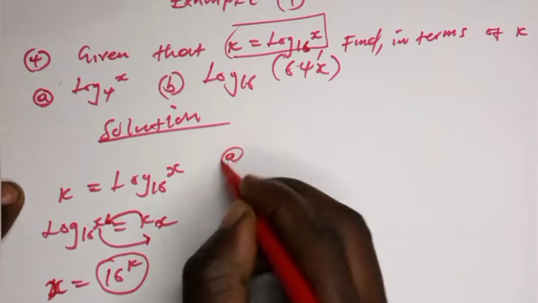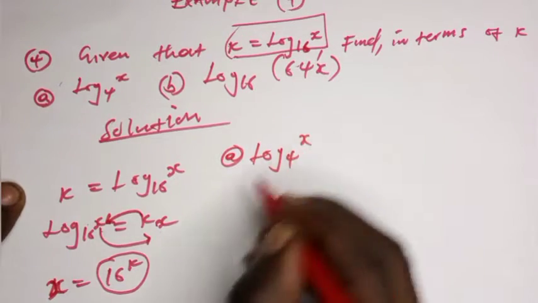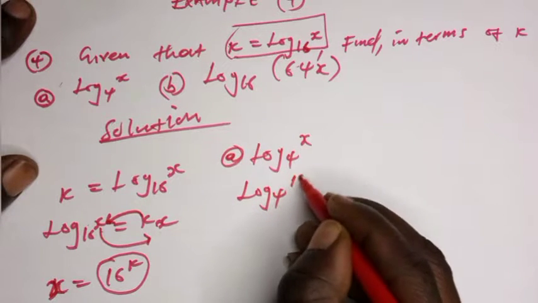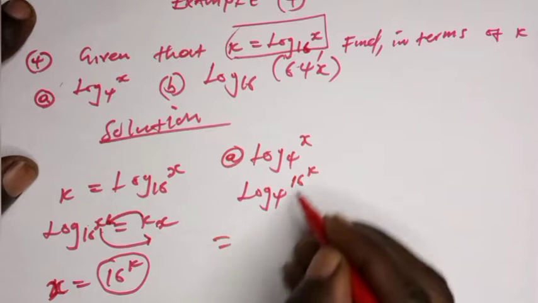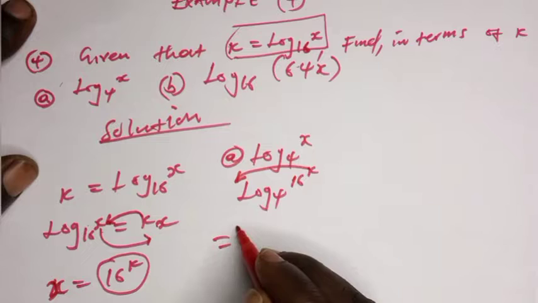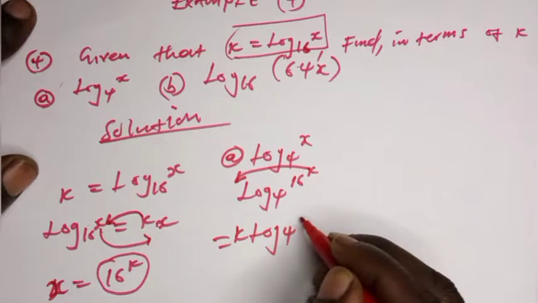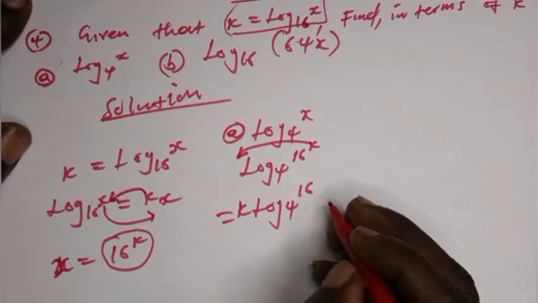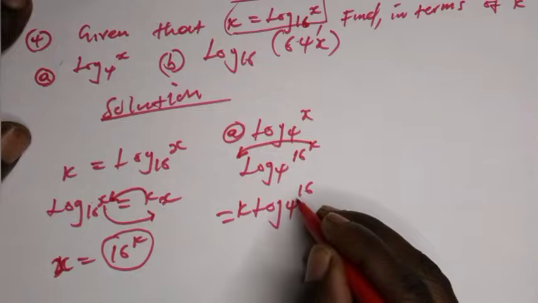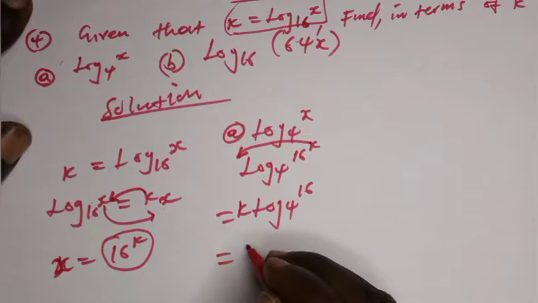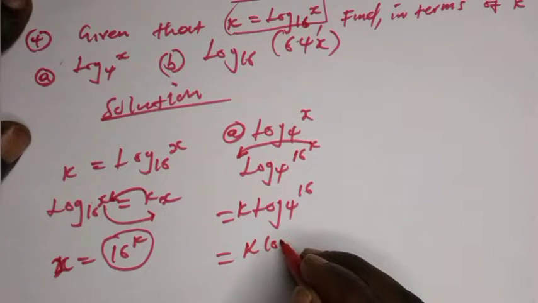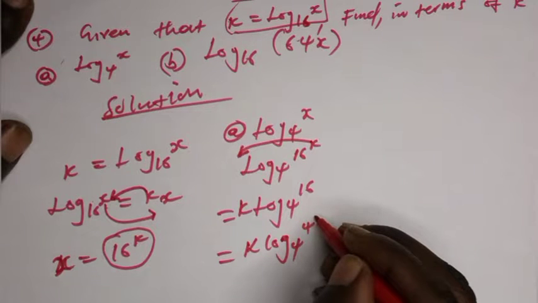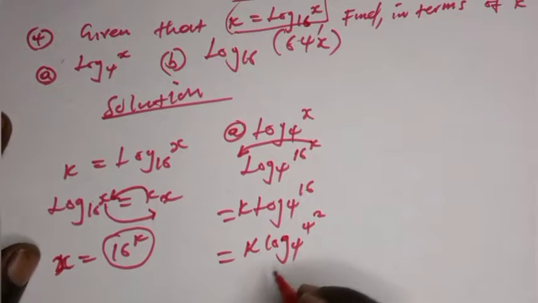Then for a, log 4 power x. Where there is x, we are going to substitute 16 power k. Then let's drop the power. It will be k log 4 power 16. Also let's reduce the 16 and make it into base 4. Then it will be k log 4 power 2, because 4 times 4 is 16.